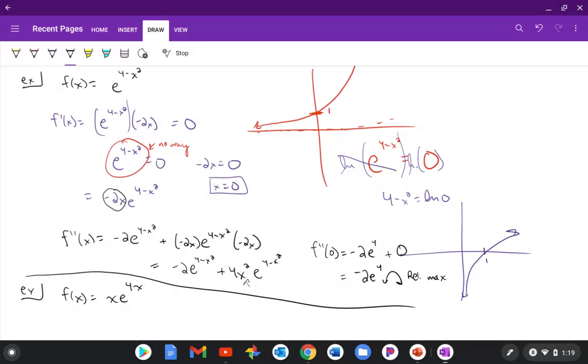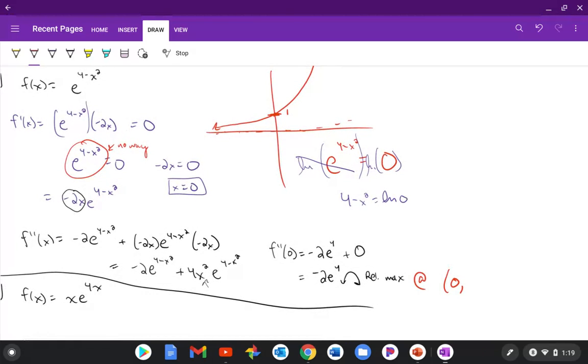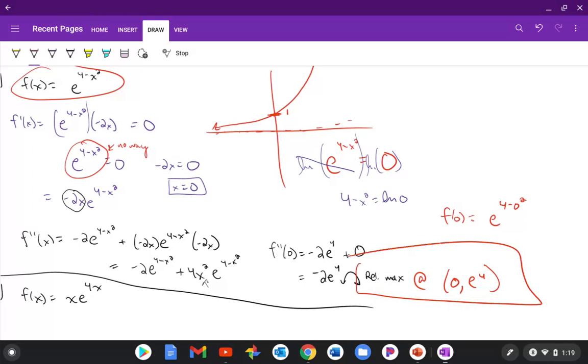Sorry, it's a little bit messy here. So it's a relative max, and that occurs at 0, comma. Remember, we plugged this into the original function. So the original function is way up here. f of 0 is e to the 4 minus 0 squared, so it's e to the 4. And we just want to leave it like that. You don't want to actually write out that number. Just e to the 4 is a good way to write it.